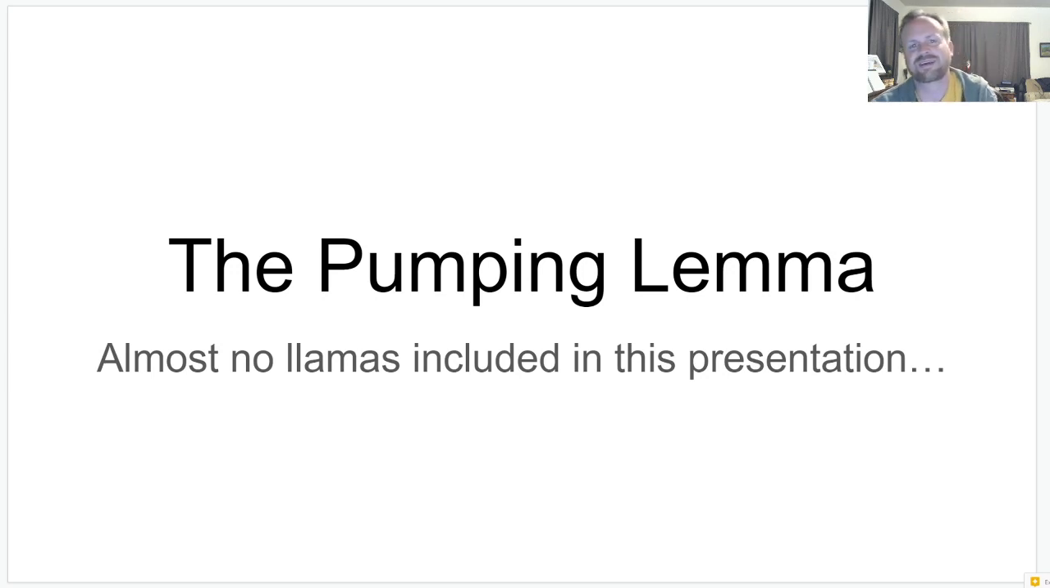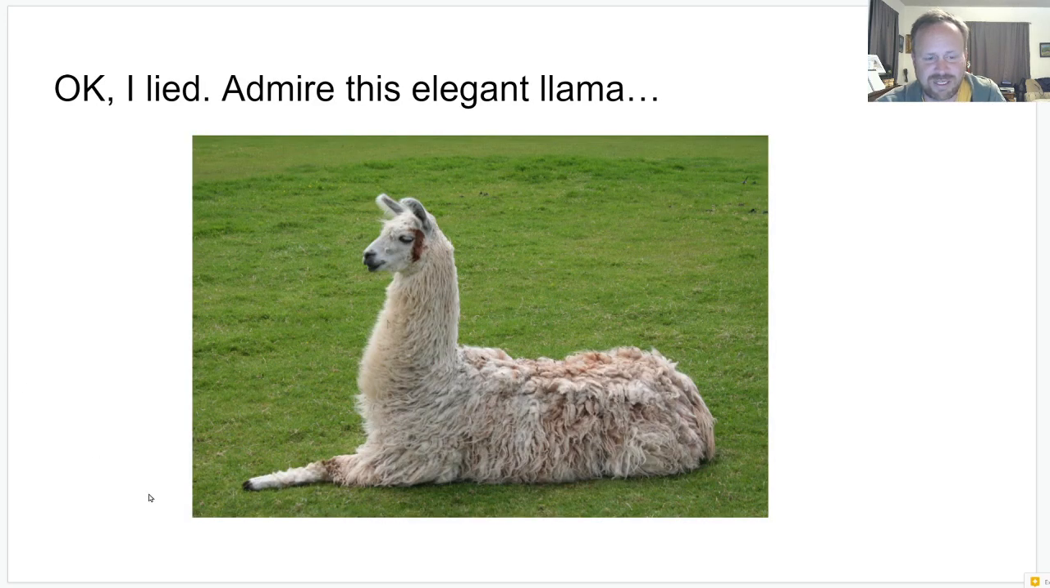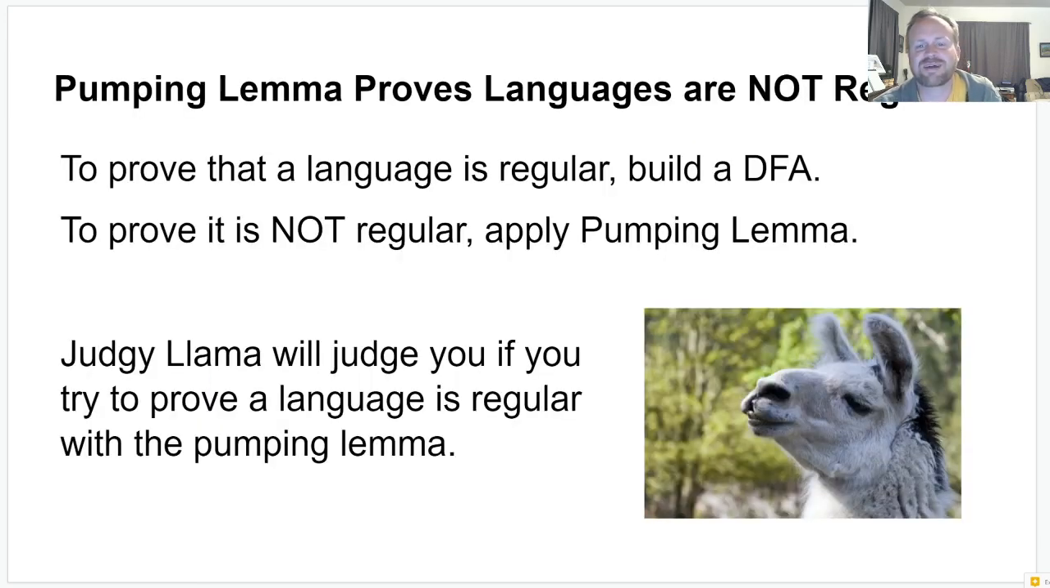Alright, and yes, I'm going to try to make it humorous and say that I know in class I always say the pumping llama, but there will be no llamas in this presentation. Okay, so we will not use pumping llama because I don't want anybody to get confused. Okay, let's just go to the next slide. There may be some llamas involved.